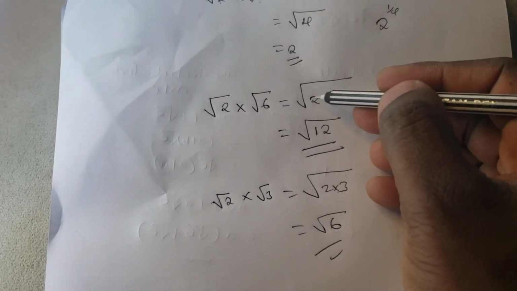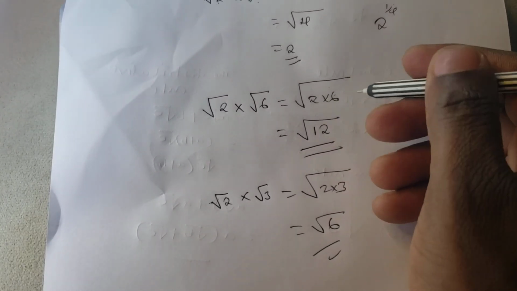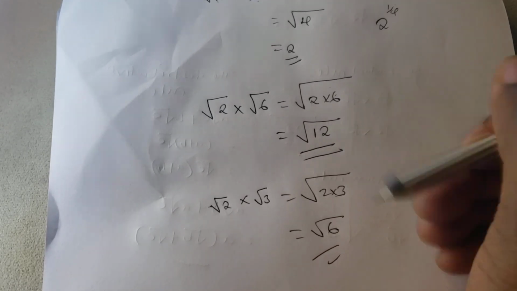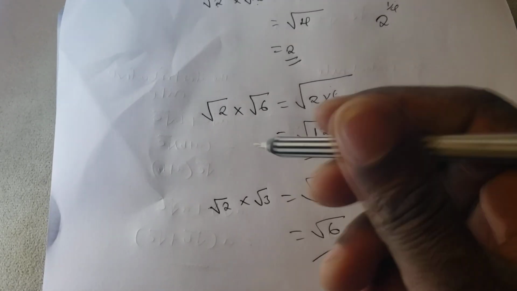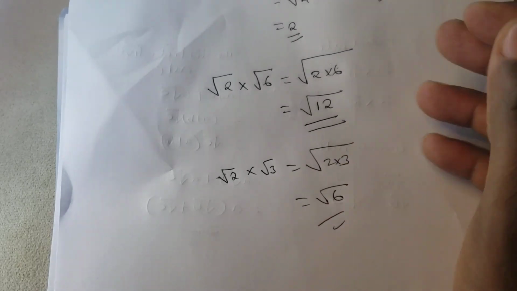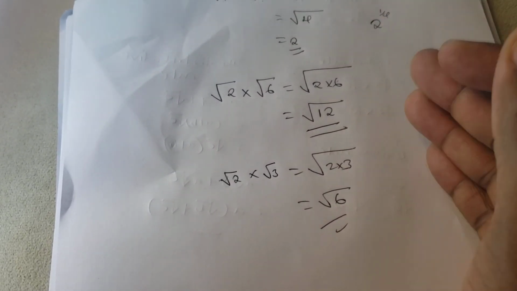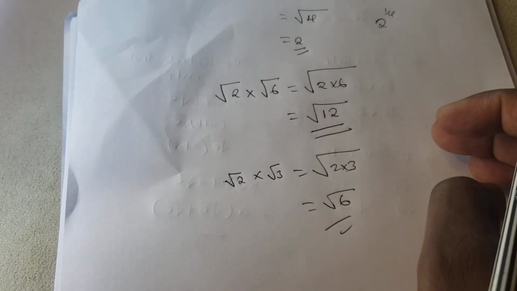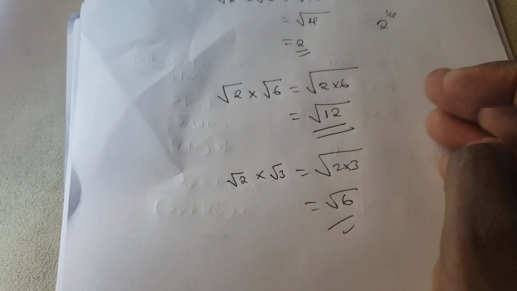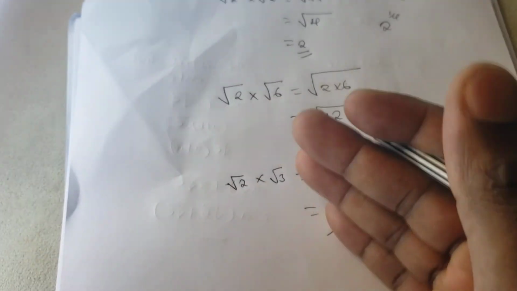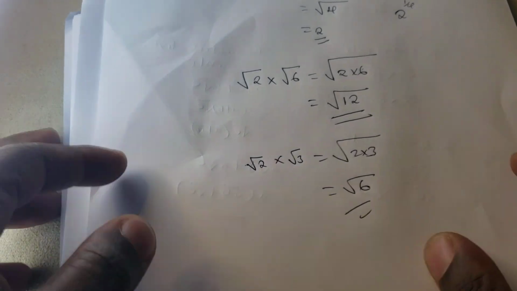Unless in our multiplication there's a perfect square, then we would square root that. Okay, if we have a perfect square. By perfect square, I'm talking about those like root 4 is 2, root 9 is 3, root 144 is 12. Those are what we call perfect squares.